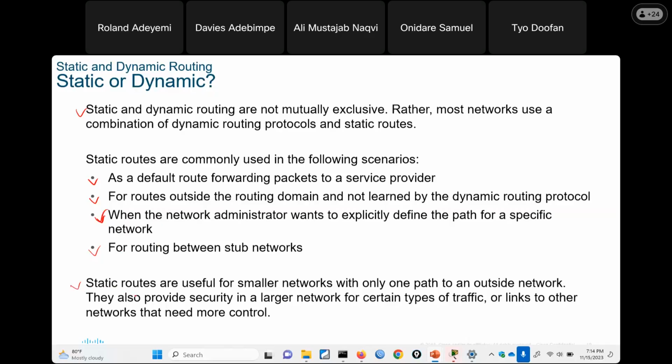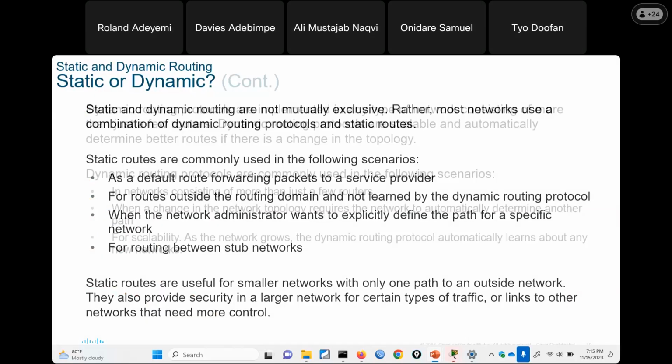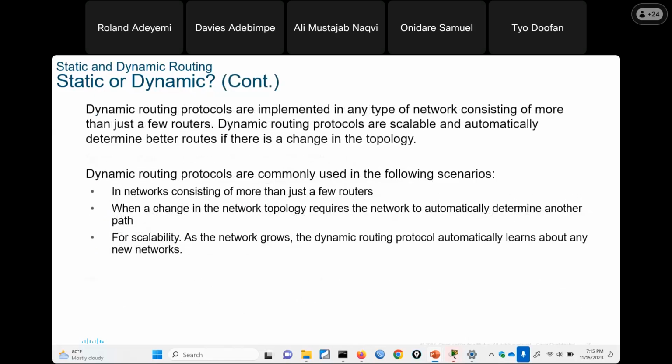Static routes are useful for smaller networks with only one path to an outside network. They also provide security in a larger network for certain types of traffic or links to other networks that need more control. So for security reasons, sometimes, even though dynamic can work for us, we can decide to go the way of static.